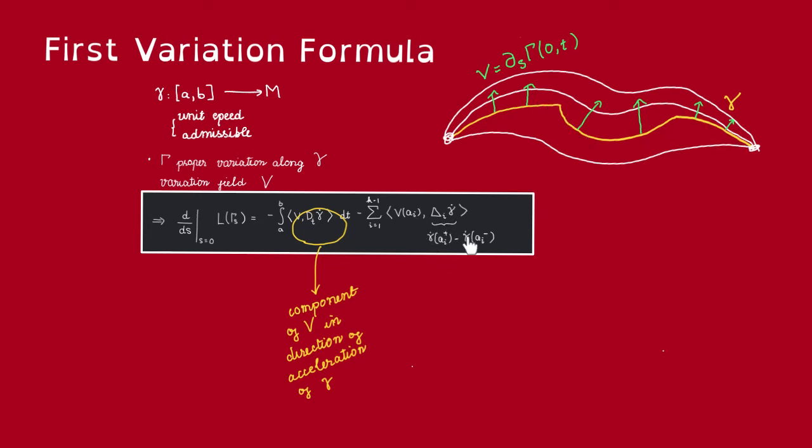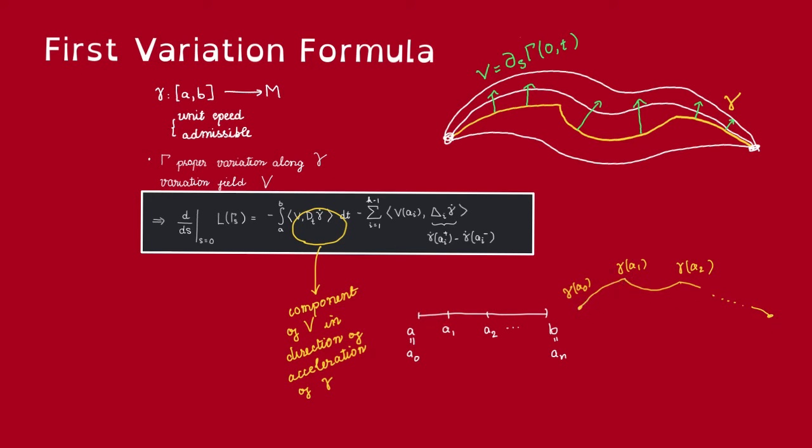This is where the second term comes in. I never explained what these a_i are. So we said from the beginning that gamma is an admissible curve. That means it's piecewise regular. That means that we can partition the domain [a, b] into finitely many subintervals, such that on each of these subintervals, gamma is a regular curve.